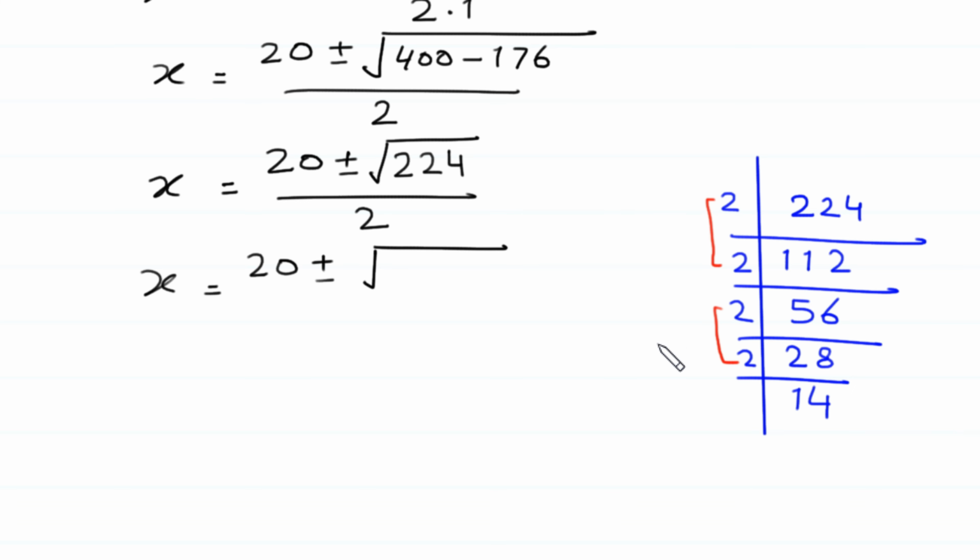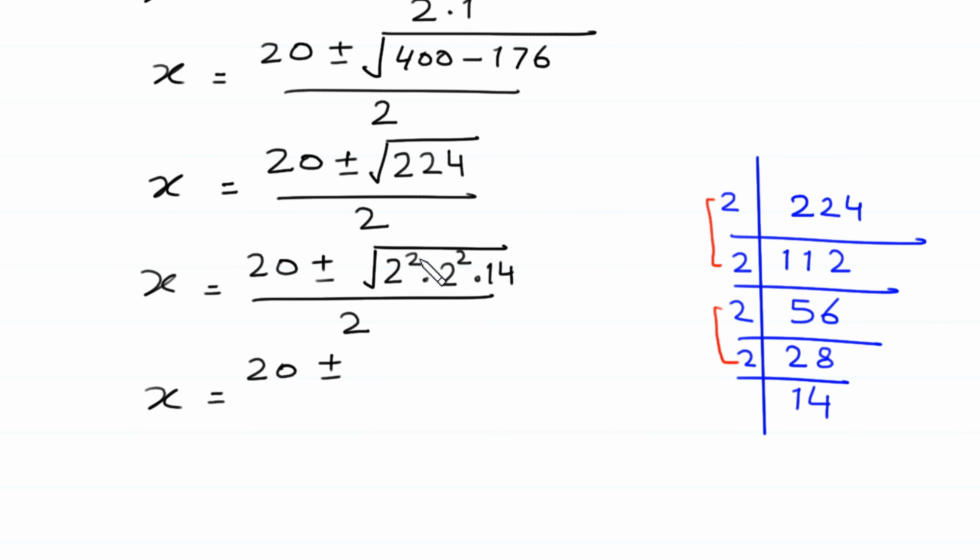We can write this 224 as 2 square times 2 square times 14, divided by 2. Next, x is equal to 20 plus minus, this square will be cancelled with the square root and this square will be cancelled with the square root. So this 2 times 2 comes out of the square root: 2 times 2, 4 times square root of 14, divided by 2.